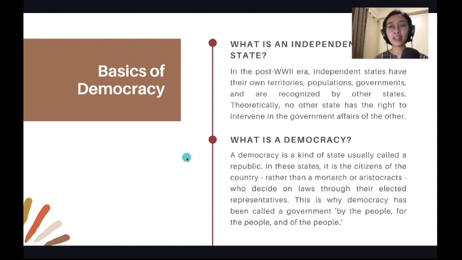Pero ano nga ba ang democracy? So, democracy is a kind of state usually called a republic. And this is rooted in the Greek democratic tradition of forming republics. We don't need to talk about that now. In republics, or at least democratic republics, it is the citizens of the country, rather than a monarch, aristocrat, or dictator, who decide on laws through their elected representatives.